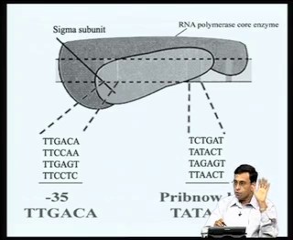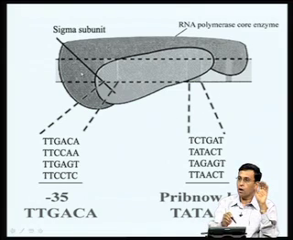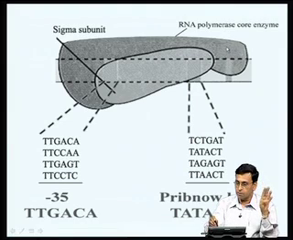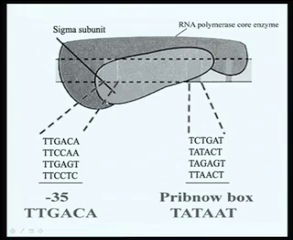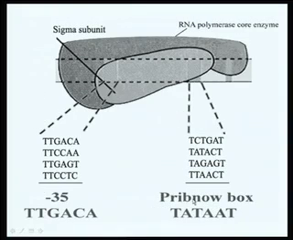Now it turns out, if you look at the E. coli promoters, in the RNA polymerase holoenzyme, which means the RNA polymerase core enzyme consisting of the 2 alpha and 2 beta subunits plus the sigma subunit, it is the sigma subunit which actually recognizes specific promoter sequences upstream of the genes, and these are called the -35 sequence and the -10 sequence, or the Pribnow box. Now the Pribnow box usually contains a TATAAT sequence, and the -35 box usually contains a TTGACA sequence, and these are the 2 sequences which are recognized by the sigma subunit of E. coli RNA polymerase.